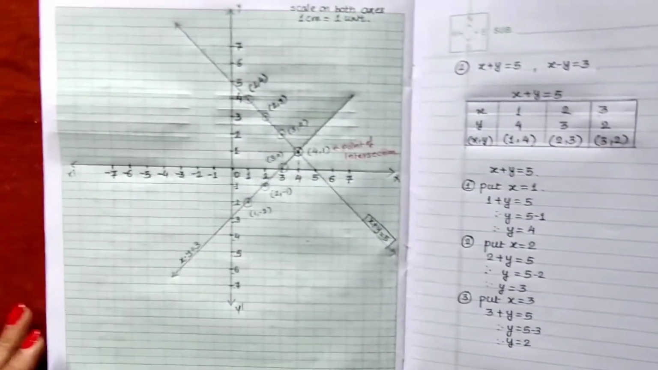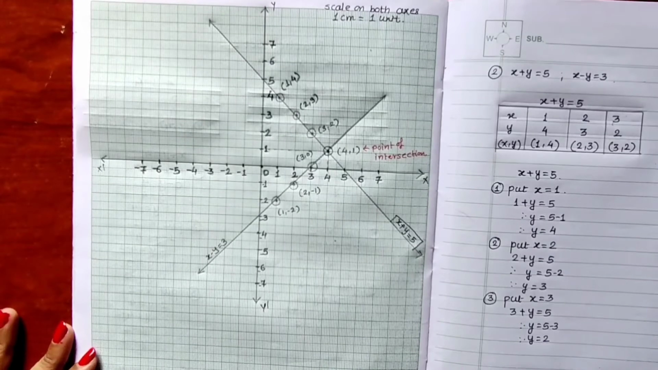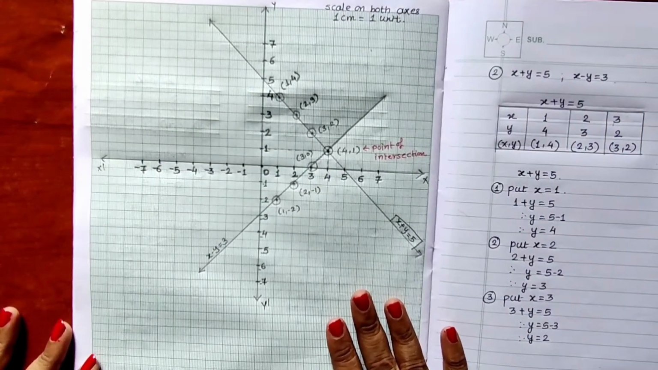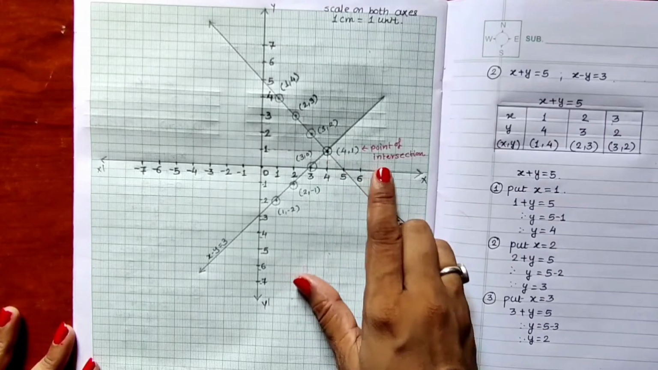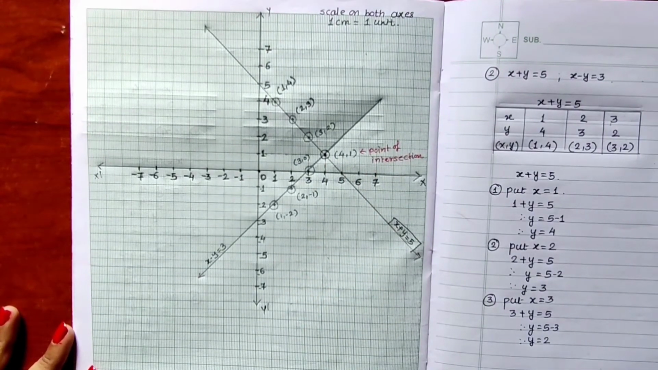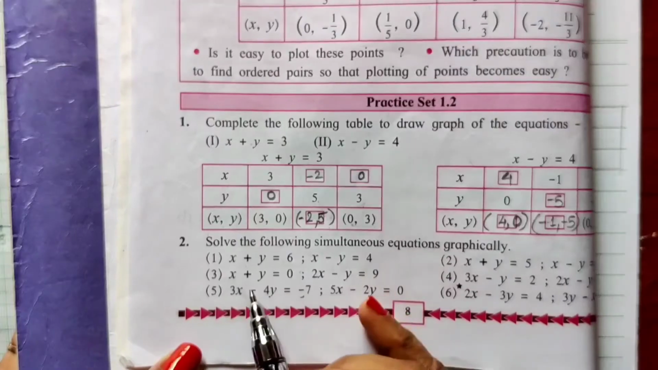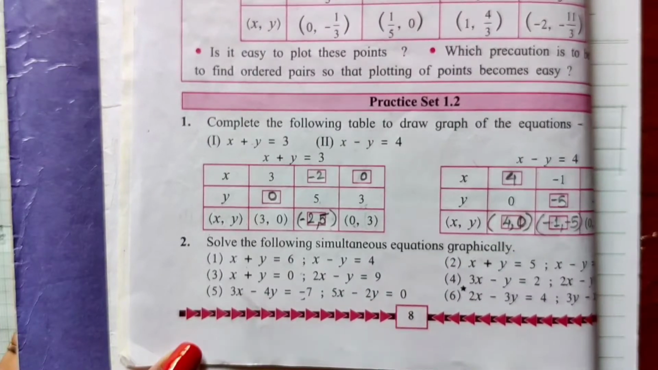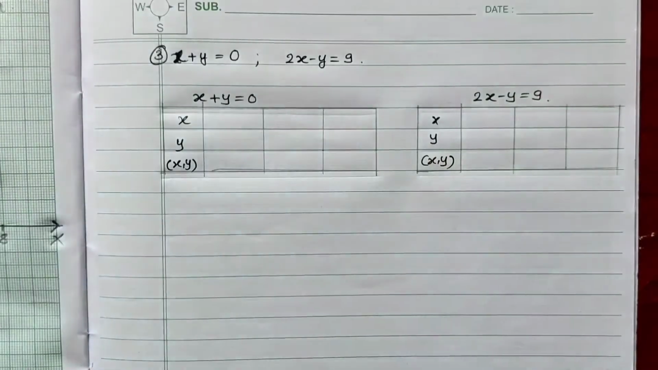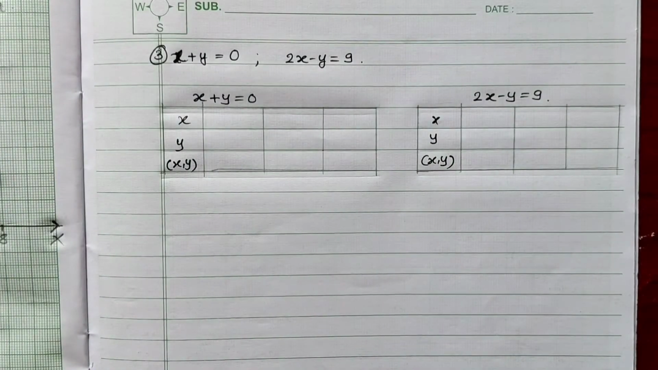So in this way we will have to draw the graph, and by using our graphical method we can get the values of the variables. Now let us go to the third sum. Next sum: x plus y is equal to 0 and x minus y is equal to 9. So let us solve.